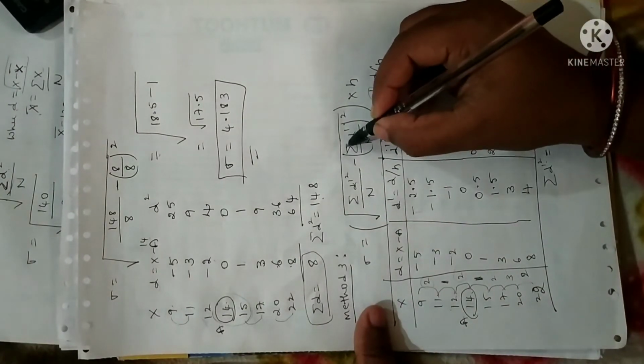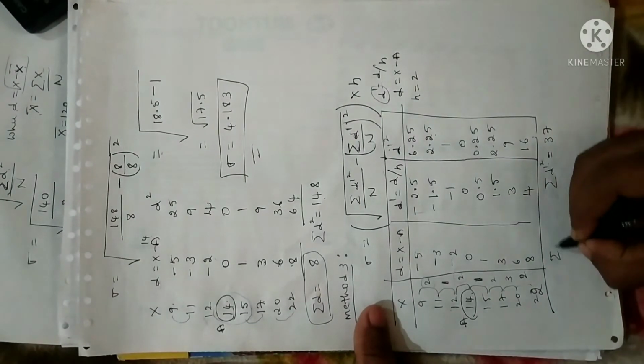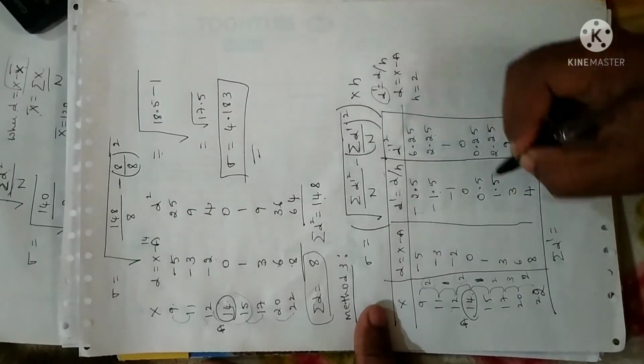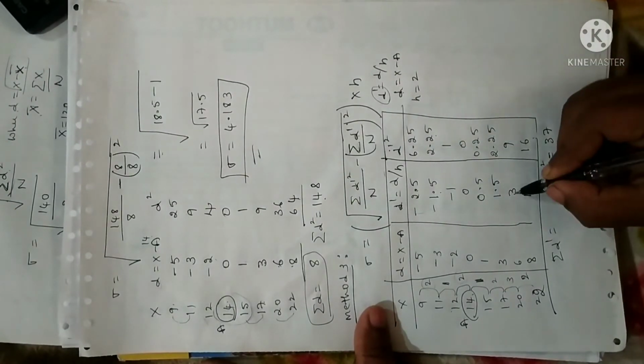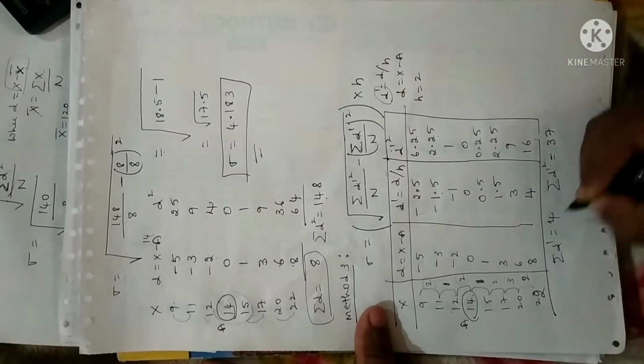Now what else is required? Sigma d dash I need. Sigma d dash, in the sense, you have to add this whole column: minus 2.5 plus minus 1.5 plus minus 1 plus 0.5 plus 1.5 plus 3 plus 4. When you add all these values along with the sign, you will get 4.